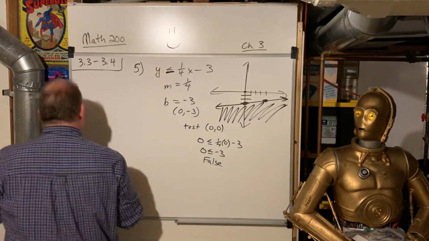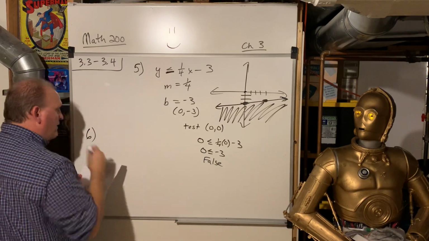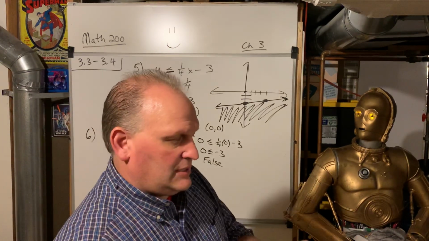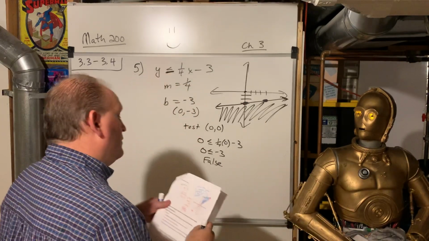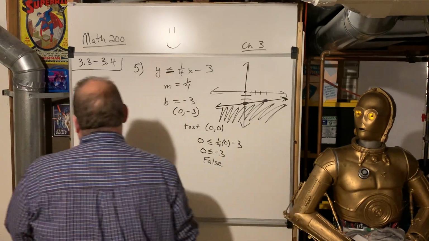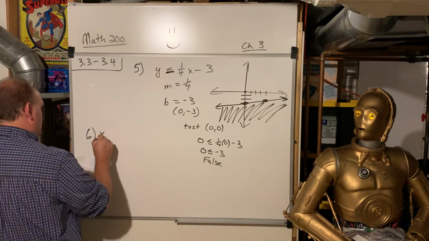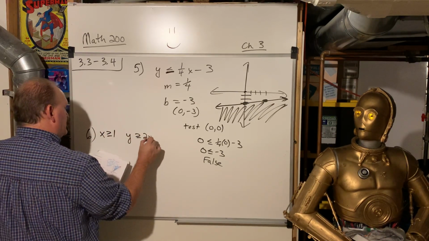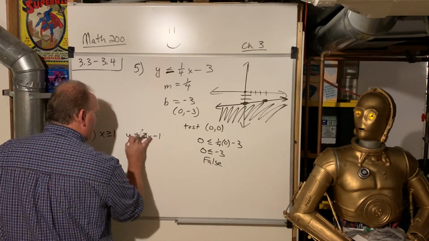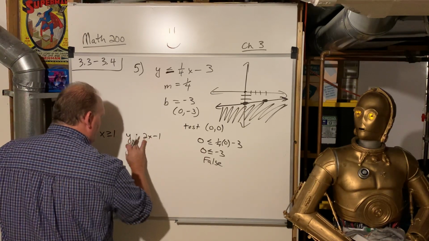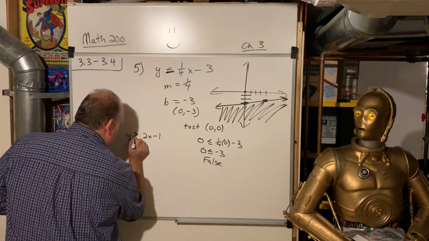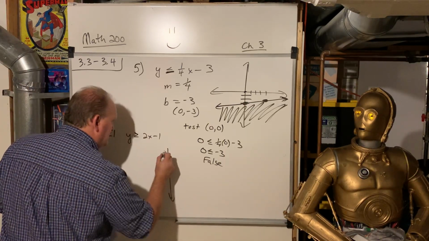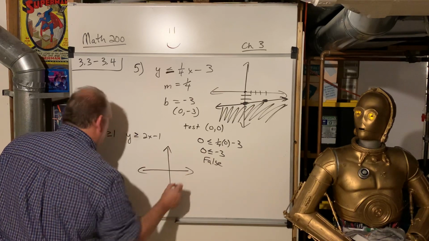All right. And then the last one, number 6, is a system. So graph the intersection of x is greater than or equal to 1 and y is greater than or equal to 2x minus 1. They do use this in manufacturing to maximize and minimize profits. Well, maximize profits, minimize waste. So you graph both of these on the same plane.